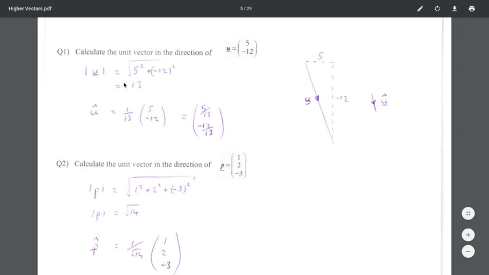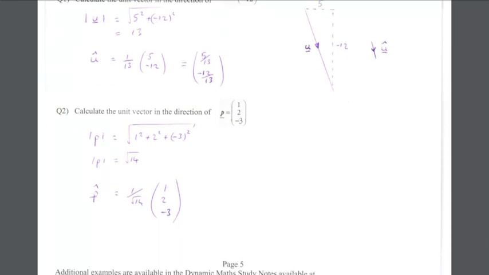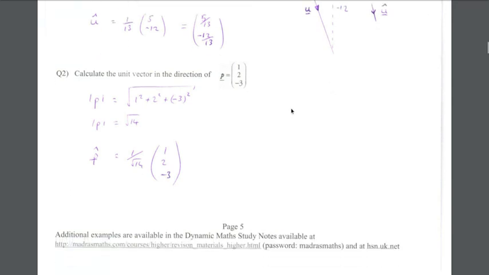We've found the magnitude, and we've done 1 over the magnitude multiplied by the original vector. And that's all we do. We just need to remember to do it that way. It's just something we don't really cover very often. We might forget it, but we can always come back and watch a video again or ask in class if we're in class.